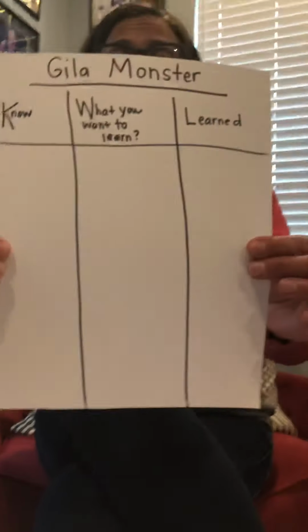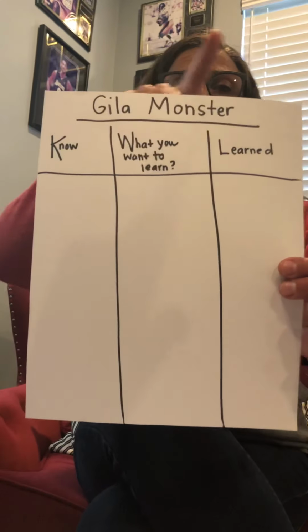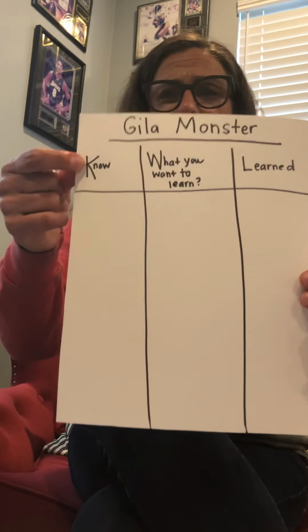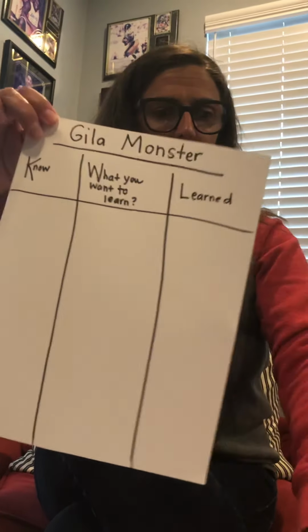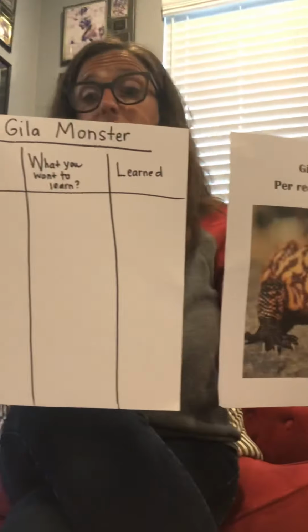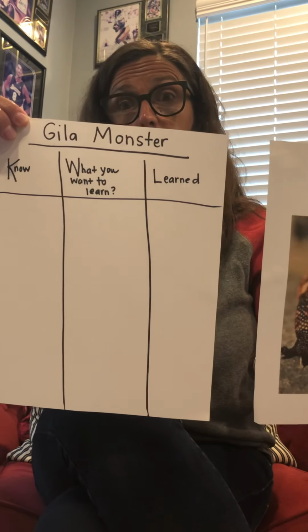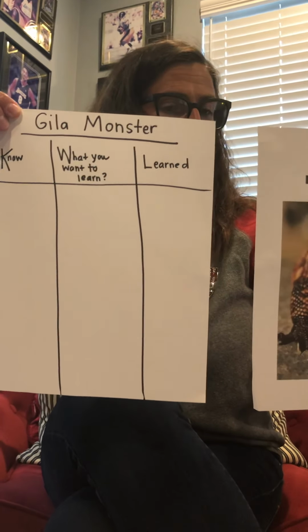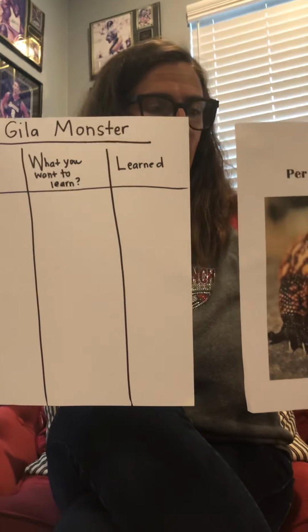Today, you are gonna take a piece of paper that looks like this, and we're gonna do a KWL. That's, what do I know about a Gila monster? This crazy guy right here. And then you're gonna write 3 things that you want to learn, okay?